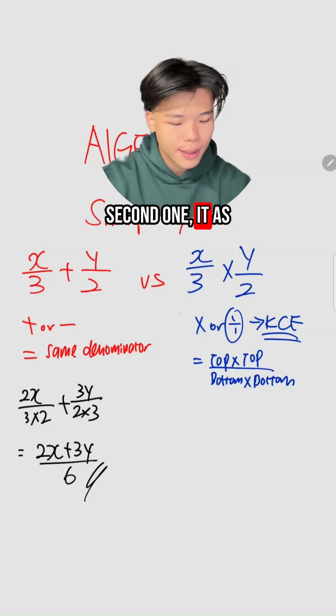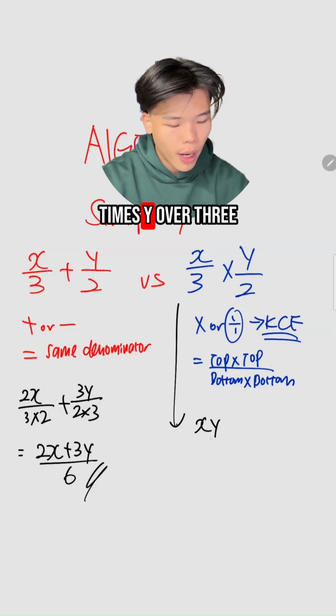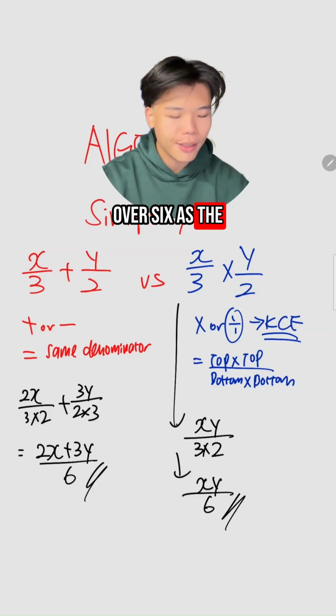However, for the second one, it's as simple as just taking top times top, bottom times bottom, which will give me x times y over 3 times 2, which is finally just xy over 6 as the final answer.